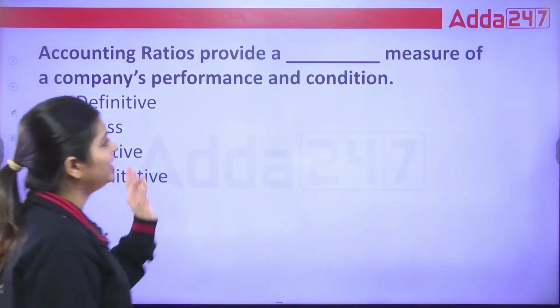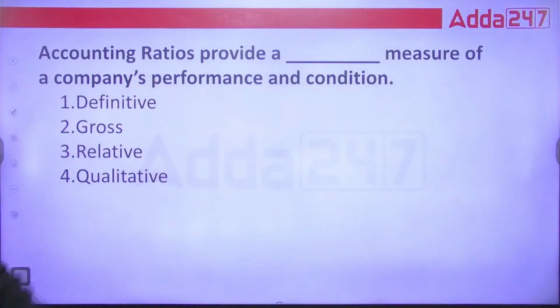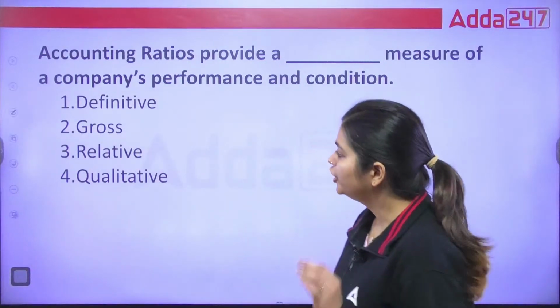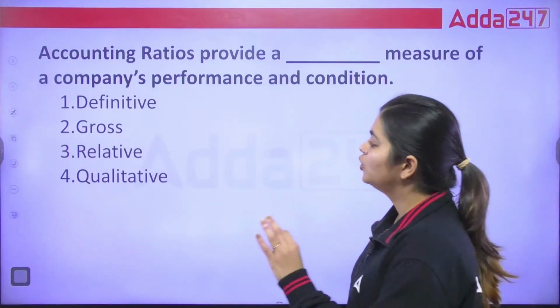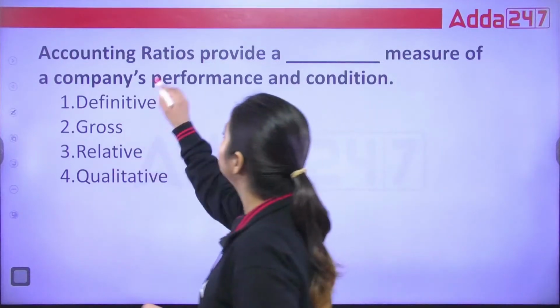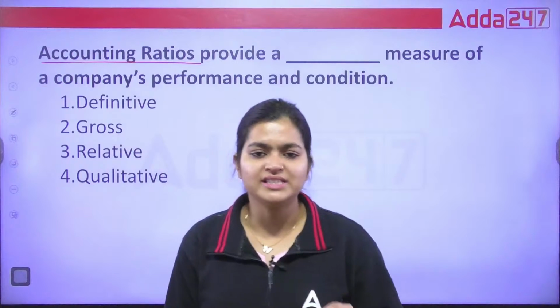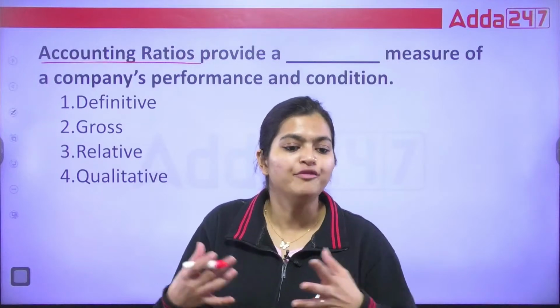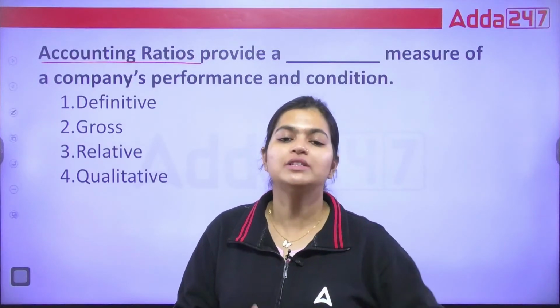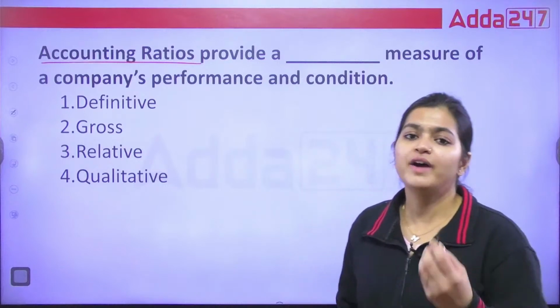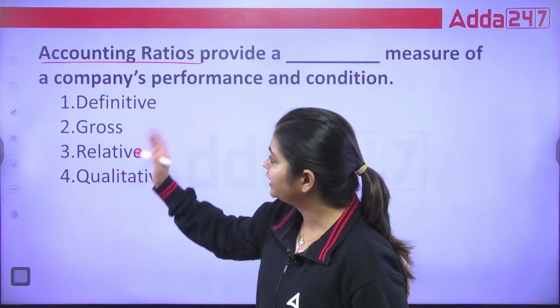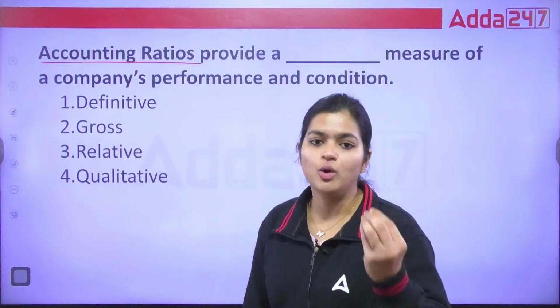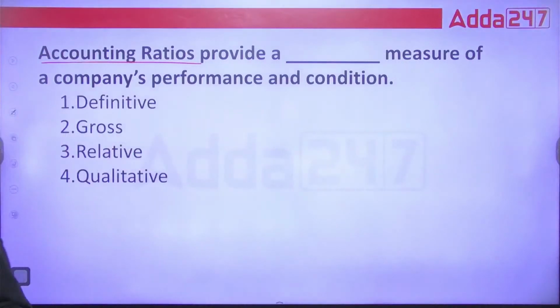Accounting ratios provide a dash measure of a company's performance and conditions. Option A, definitive. Second, gross. Third, relative. Fourth, qualitative. Under Module C, we calculate the ratios, which measure a company's performance and conditions. So what type of measurement is that? What kind of relation does it provide? Definitive, gross, relative, or qualitative? Tell me, out of the 4 options, which is your correct option?